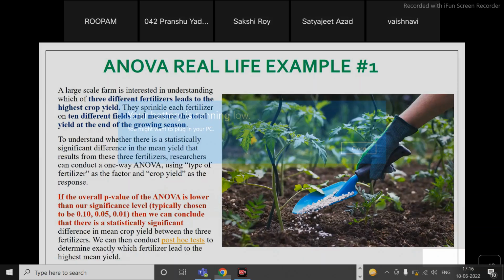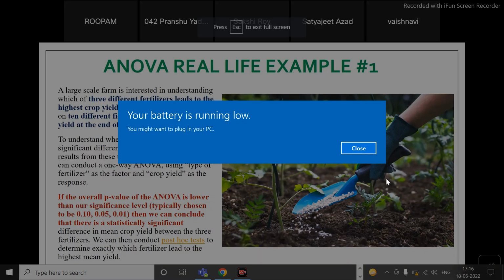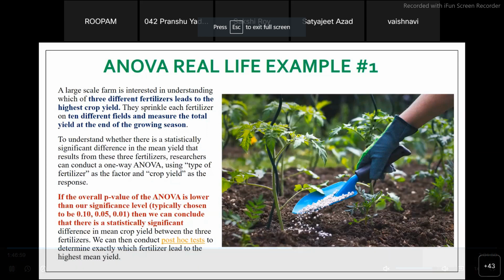Let's say a large scale farm is interested in understanding which of the three different fertilizers lead to the highest crop yield. Is this a one-way ANOVA case or a two-way ANOVA case? If you could figure out three different fertilizers and crop yield, we are trying to check their effect. It's a two-way ANOVA. Speak a little louder, one-way or two-way? Sir, it's a two-way ANOVA. Two-way ANOVA, okay. Why not one-way ANOVA?